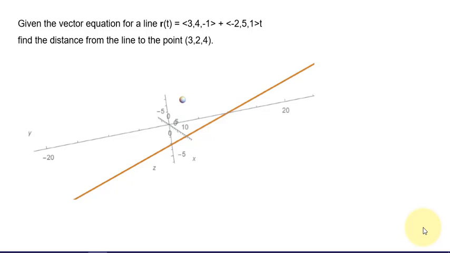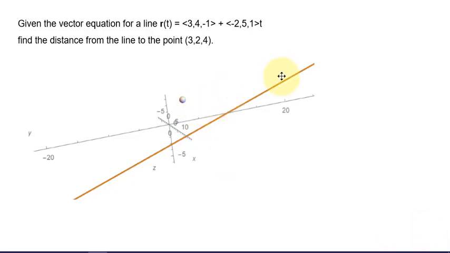Okay, and so the first thing that I'll do is this question: given the vector equation for a line, r of t equals the vector <3, 4, -1> plus the vector <-2, 5, 1> times the parameter t, given that line specified by that equation, actually it's a vector valued function, but it defines a line. Given that line, find the distance from the line to the point (3, 2, 4).